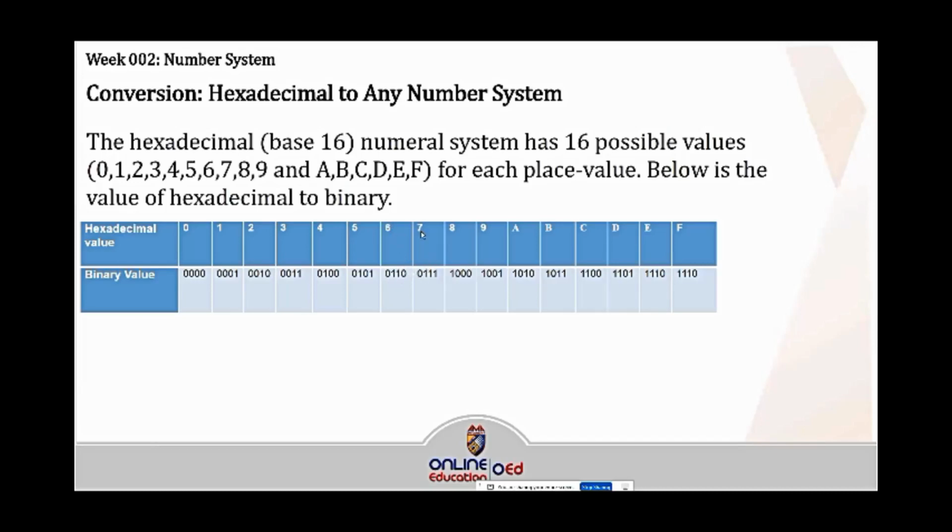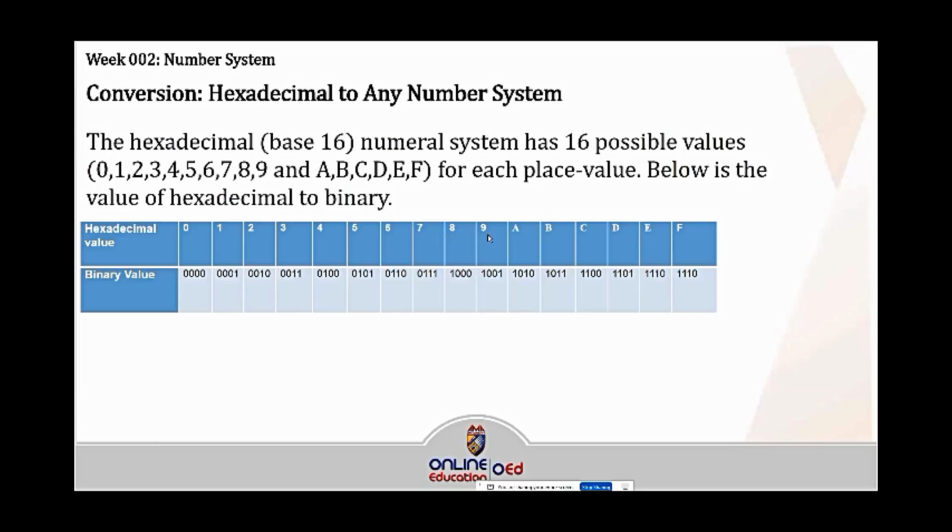Next, 7. So 8, 4, 2, 1 again. 8 should be false. It's more than 7. 4 plus 2 plus 1 is 7. So therefore, we put 1. Okay, 1, 1, 1. Okay, so we have 0111 for the hexadecimal value of 7. Next, 8. Again, it's 8, 4, 2, 1, and 8 is equals to 8. So you just have to put 1 aligned with 8. Okay, so the rest will be 0.